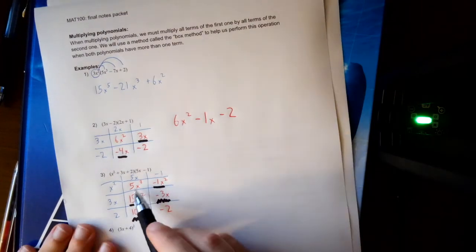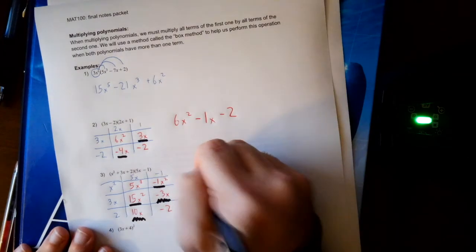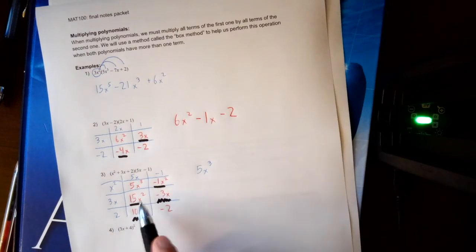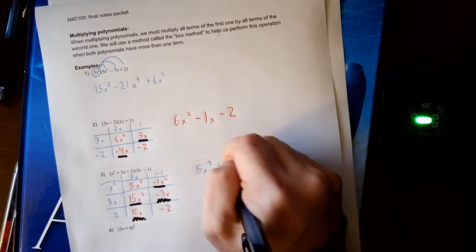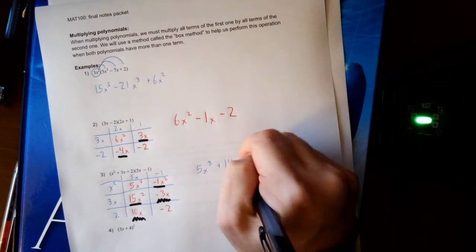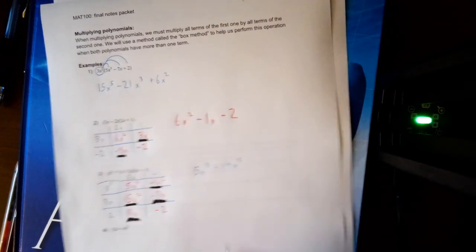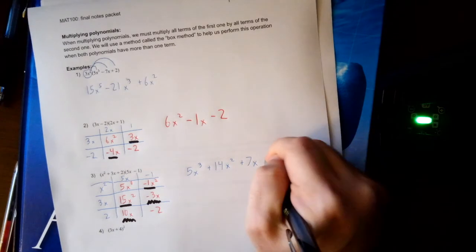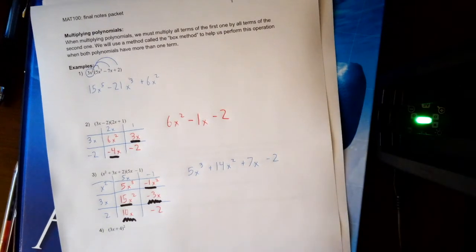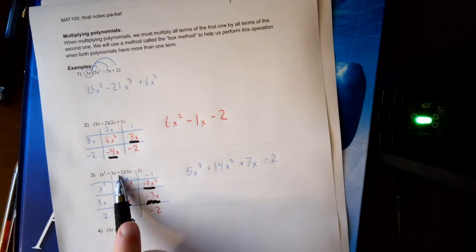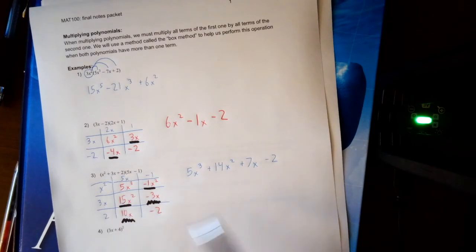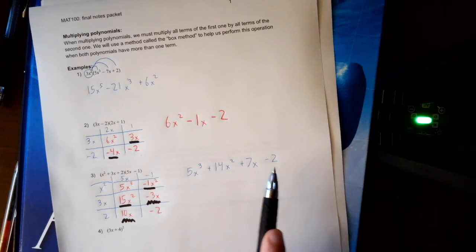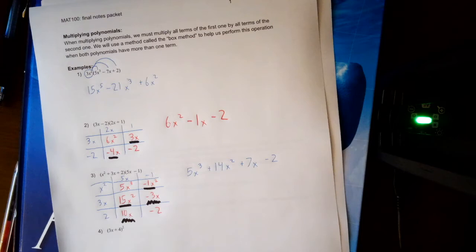So when I go for my final answer, 5x cubed stood alone, no like terms. X squareds, when I combine them, 15 and negative 1 is positive 14, right? X squared. 10 and negative 3 is positive 7x for those like terms. And then minus 2. So x squared plus 3x plus 2 times 5x minus 1 is equal to 5x cubed plus 14x squared plus 7x minus 2. So we can multiply them.